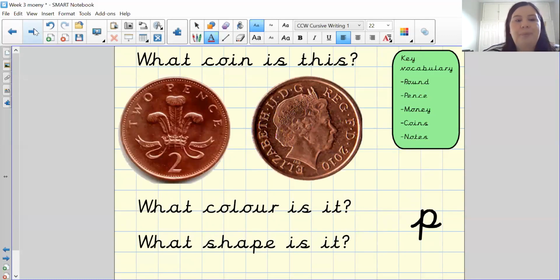Let's look at the next one. This is a 2 pence coin. Well done. And again, draw the 2 pence coin, and I want you to answer the questions below. What colour is it and what shape is it?